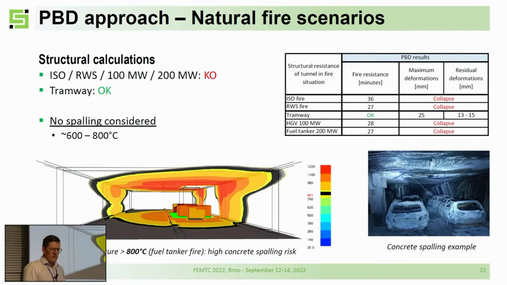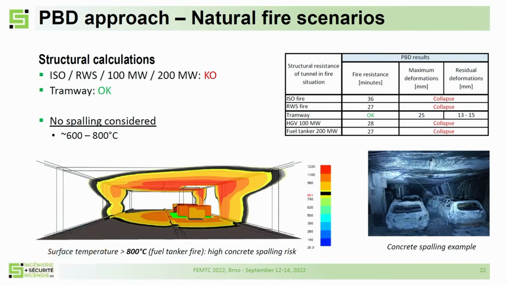With this new calculation, we can prove that in any scenario except the tramway scenario there will be a collapse in the tunnel. So we cannot afford to have a collapse in the tunnel, as it is under the airport. And in our consideration, we have chosen that we will have no spalling before 600 to 800 degrees.